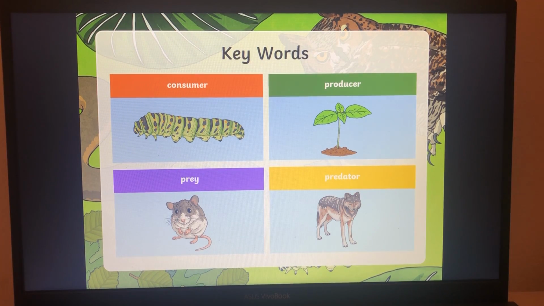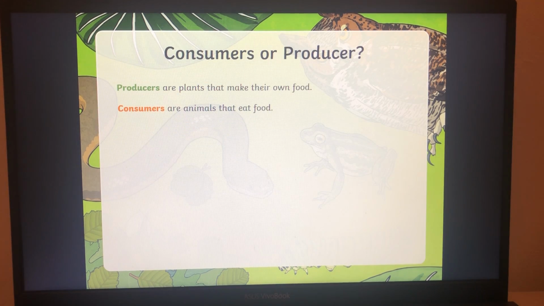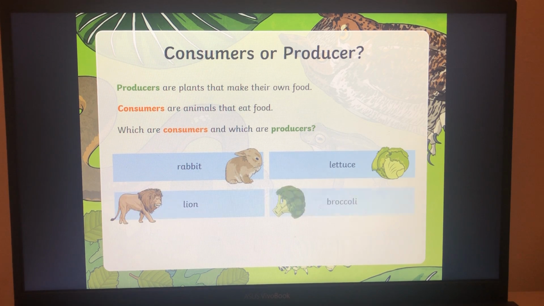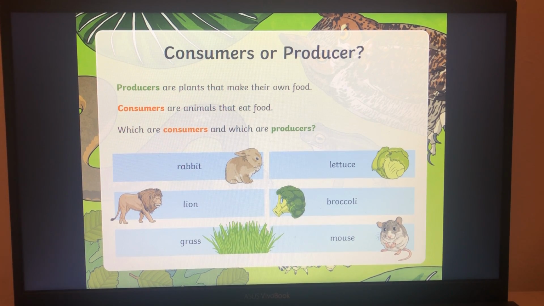These are some of the key words we're going to be using in today's lesson: consumer, producer, prey and predator. We're just going to start off by looking at the difference between a consumer and a producer. A producer are plants that make their own food, and a consumer are animals that eat food.